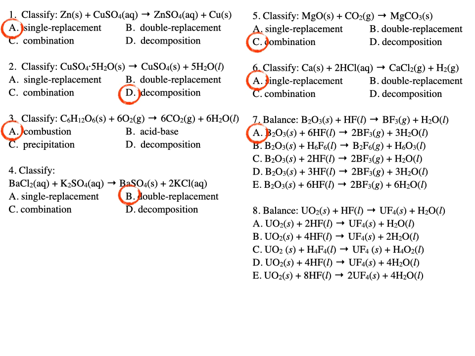8. UO2 plus 4HF yields UF4 plus 2H2O. That's 1 uranium on each side, 2 oxygens on each side, 4 hydrogens, and 4 fluorines on each side.